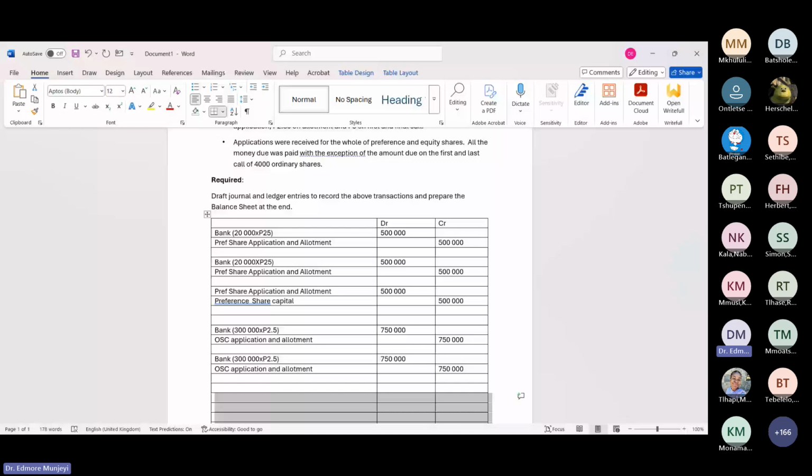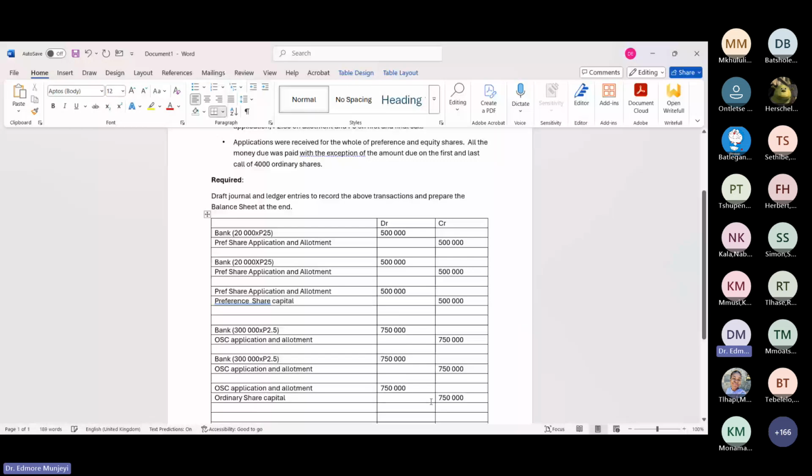Okay, so after that, now we have allotted, so we have to close this one. How do we close? Remember what we said, we are going to debit the ordinary share application and allotment by 750, and we are going to credit our ordinary share capital. So this is our ordinary share capital. So we are done here.